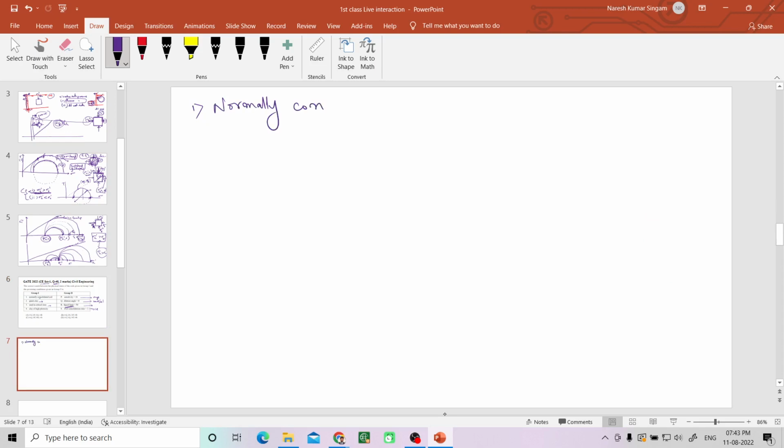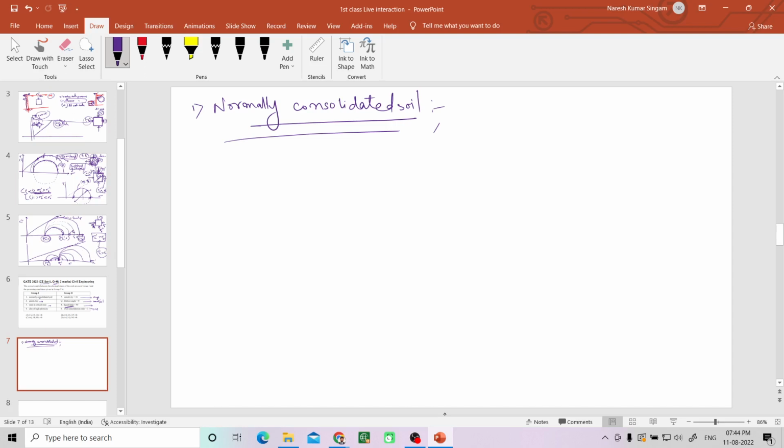Normally consolidated soil. Normally consolidated soils are defined as soils where the current overburden pressure is the maximum overburden pressure the soil has ever been subjected to. That means the current one itself is the maximum that the soil has ever been subjected to. That is called normally consolidated soil.